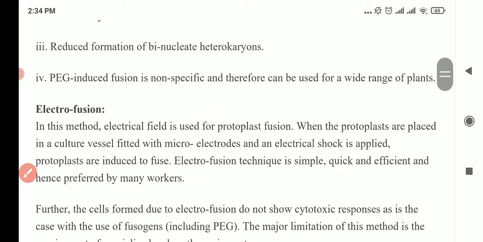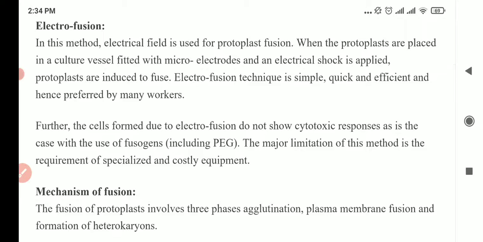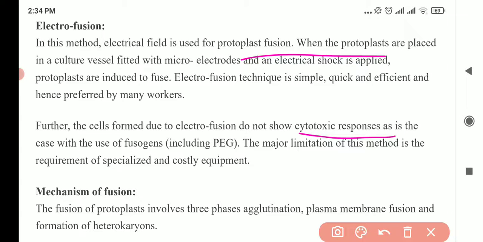Then electrofusion. They are placed in the culture vessel with microelectrodes, and then you give an electric shock. We have done this in the previous class. It's simple. They don't show a cytotoxic response, because cytotoxic means when you use chemicals. These chemicals, when they are too high in concentration, become toxic to the cell.